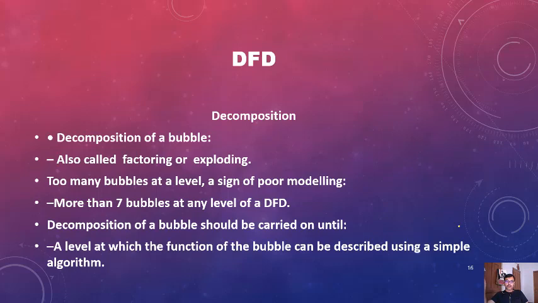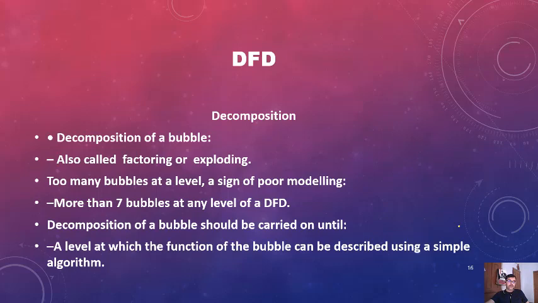Decomposition of a bubble should be carried on until a level at which the function of the bubble can be described using a simple algorithm. So we should decompose each and every big process into sub-processes or sub-functions, and we should keep in mind that at each and every level we should not put more than 7 bubbles.